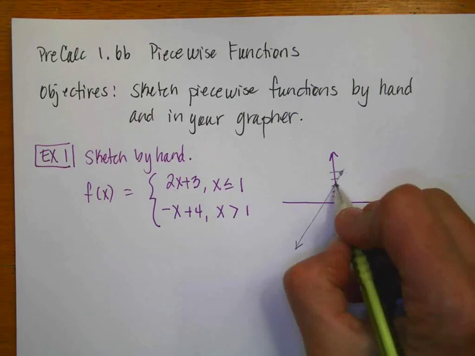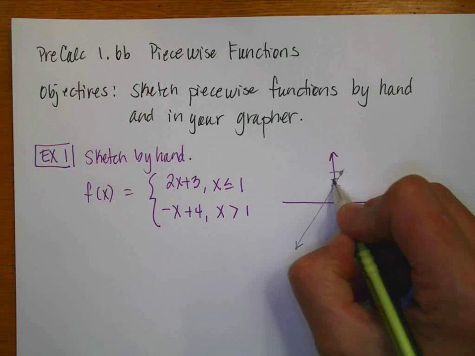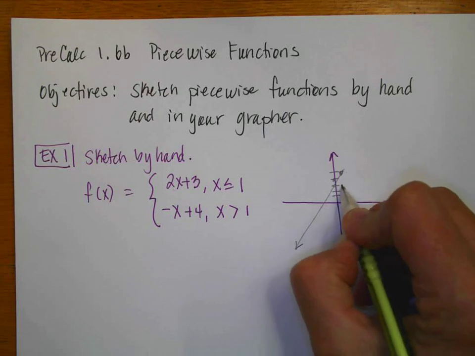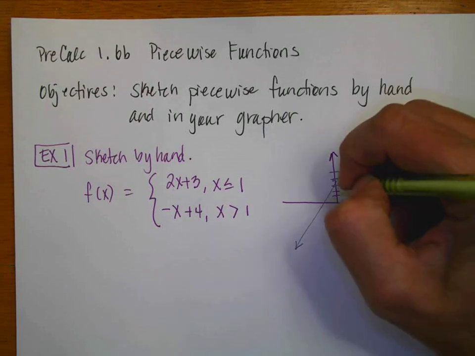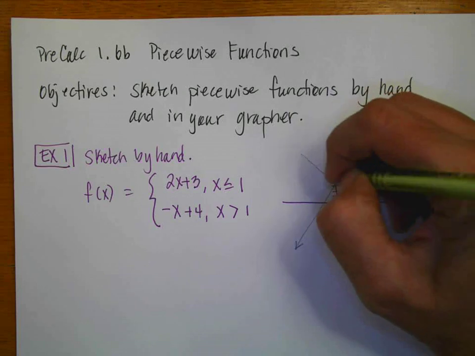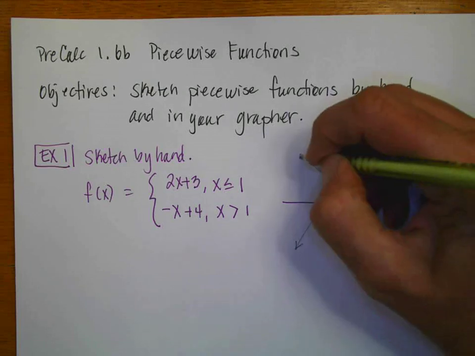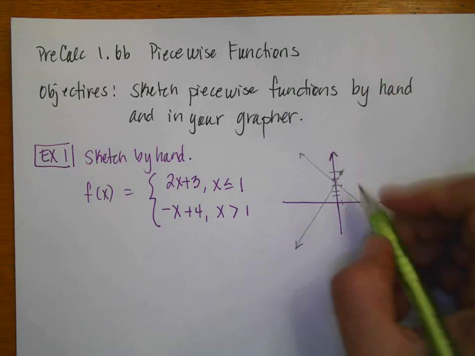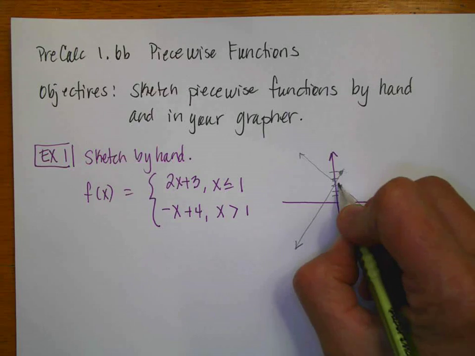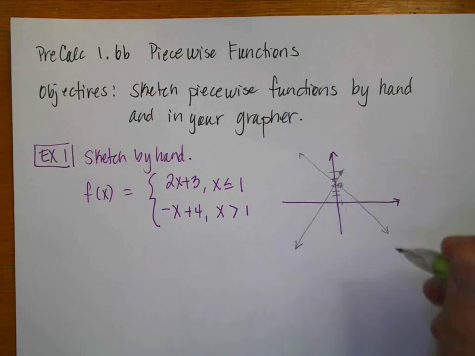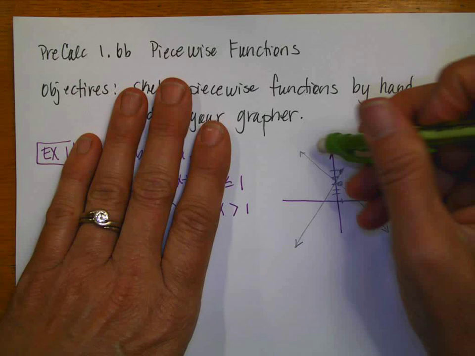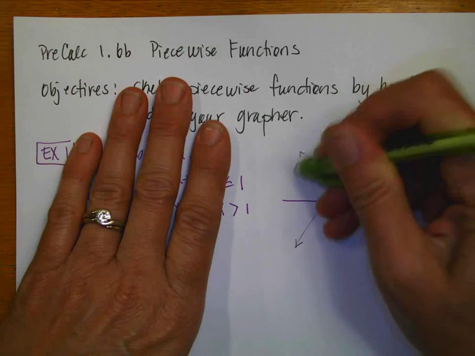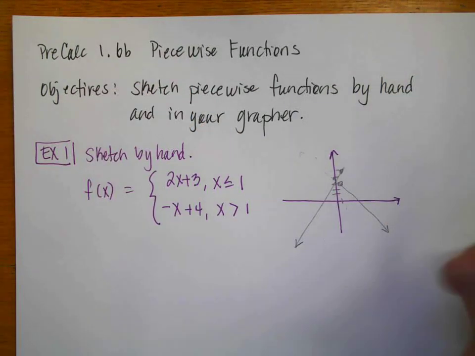The next one has a y-intercept of 4, and it goes down 1 over 1. And I'm going to sketch that line. And it says x is greater than 1, so at 1 there's an open circle, and then greater than means it goes to the right. So then I'm going to erase this little piece.